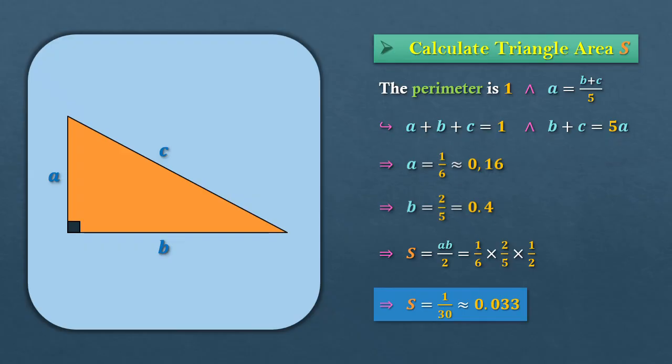By combining perimeter constraints, proportional relationships, and the Pythagorean theorem, we successfully determined the exact area of the right triangle. The final area, 1 divided by 30, showcases how even small numerical values can arise naturally from geometric structure.